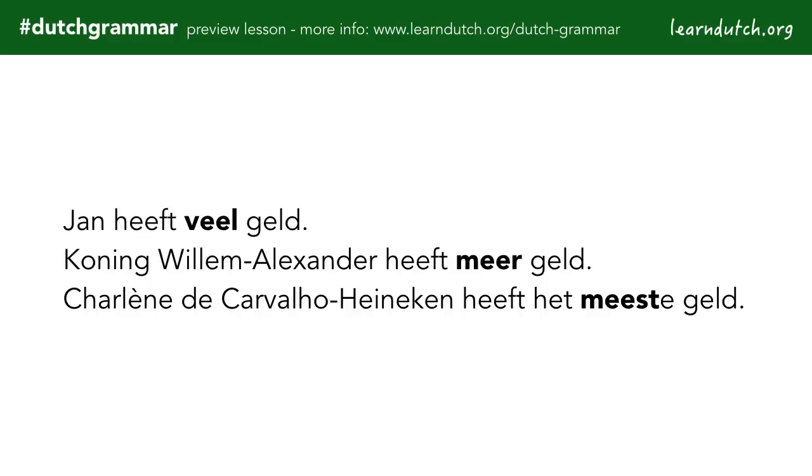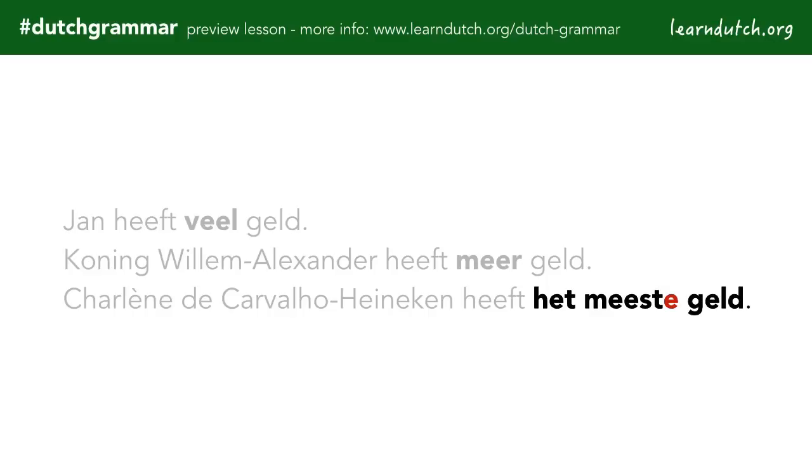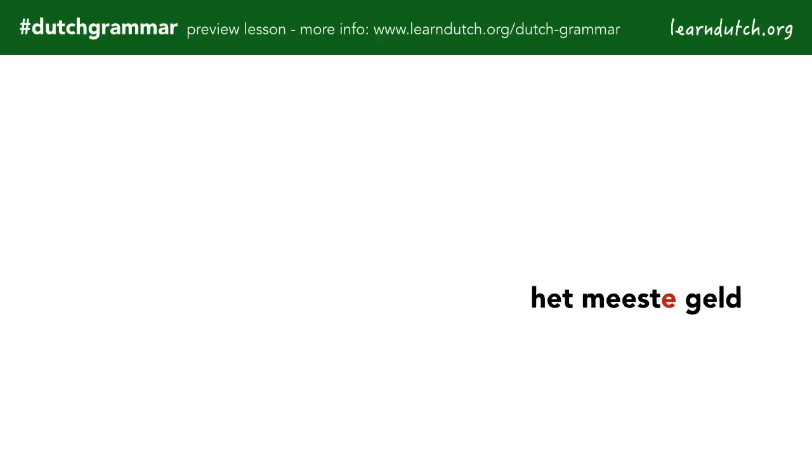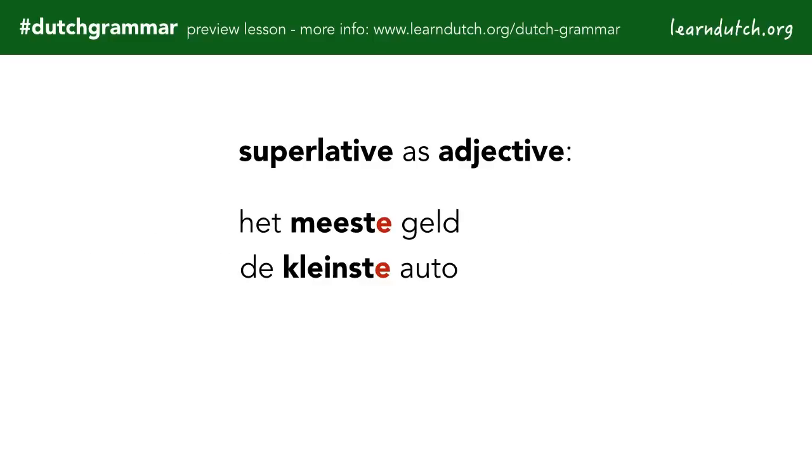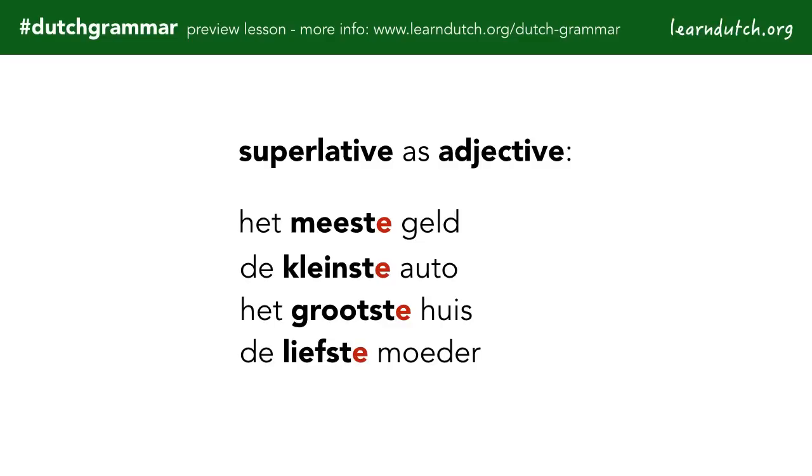Hey, did you notice the extra e? Yes, that is because meest is here acting like an adjective. Het meeste geld. And so, we can also say de kleinste auto, het grootste huis, de liefste moeder. So, superlatives can be used as adjectives and they act like adjectives.